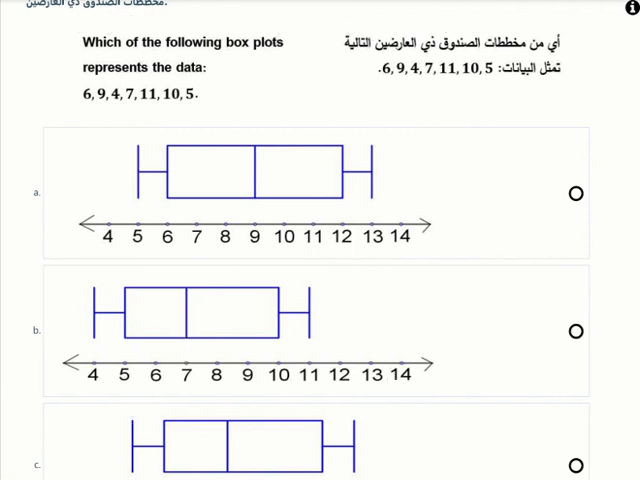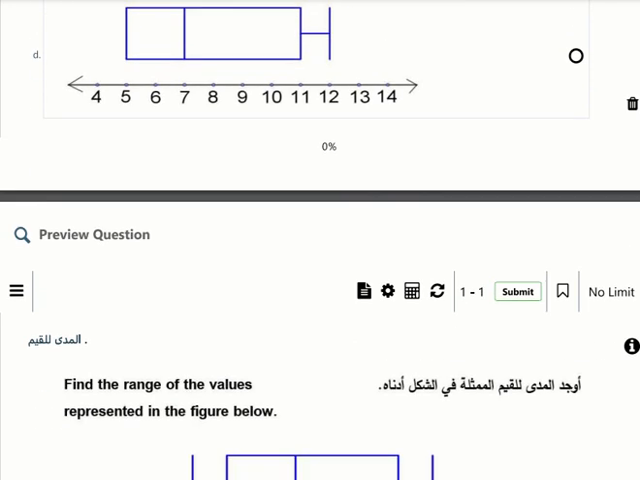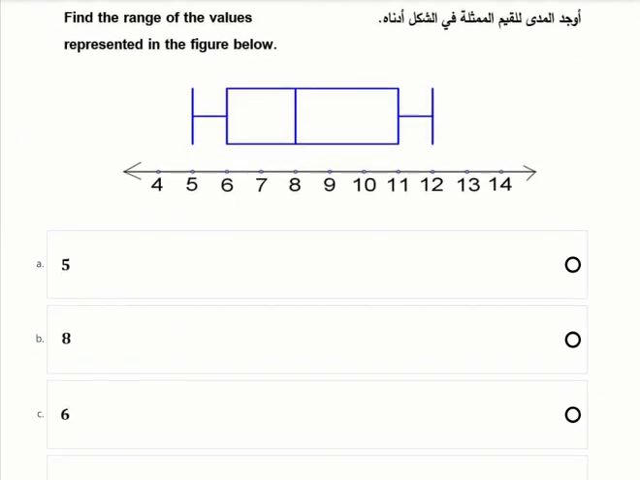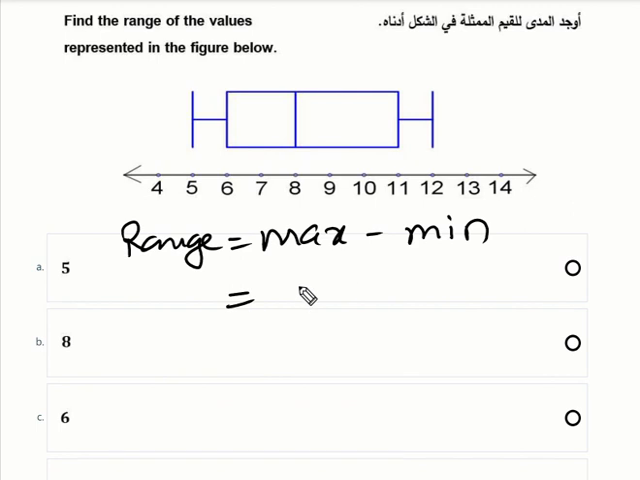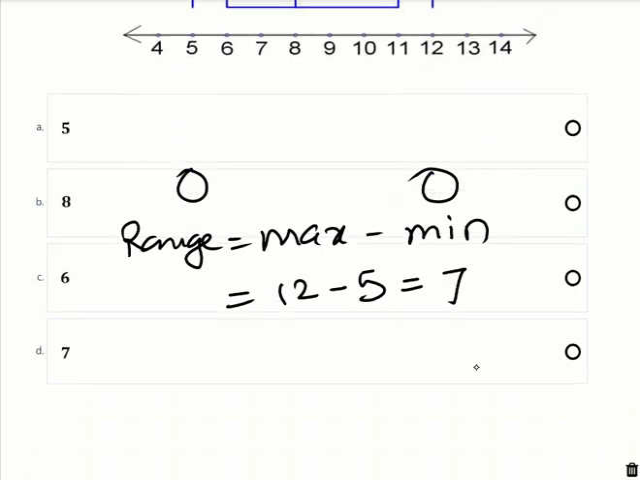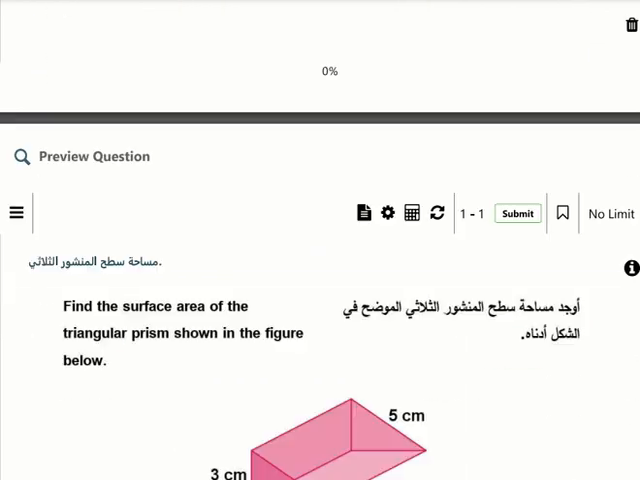Now another question can be, find the range of the values. Range means, what is the formula for the range of the values? Range is equal to maximum value minus minimum value. Okay, so maximum is what? 12. Minimum is what? 5. So it is equal to 7. So what will be the answer here? 7. Okay, this is the last one. This is the answer.